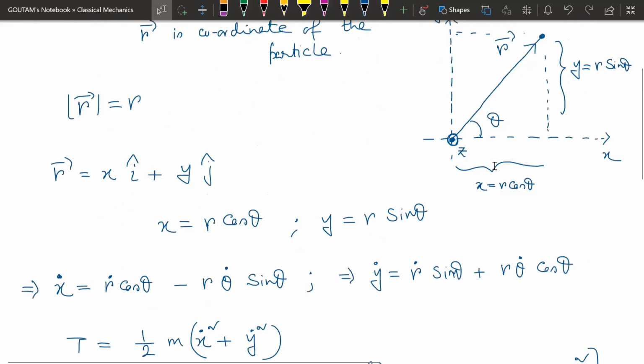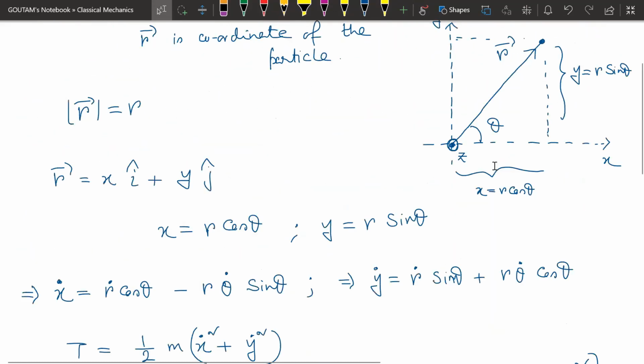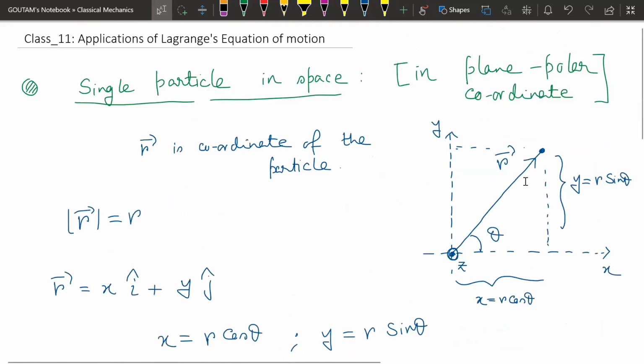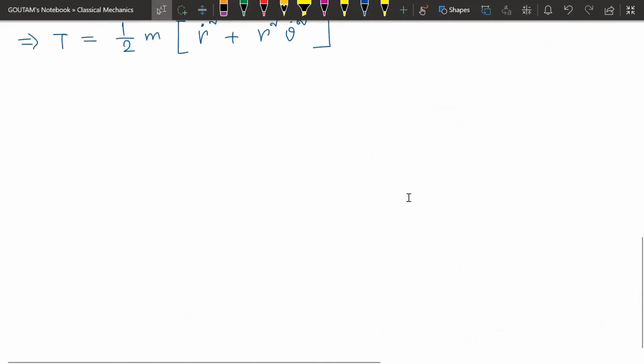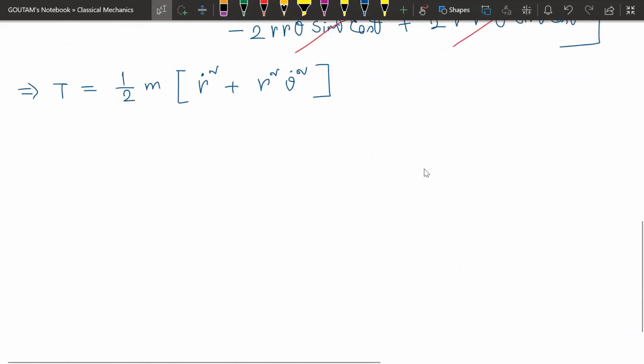This is the kinetic energy in plane polar coordinates. What we are trying to do is write the Lagrangian in this coordinate system. So that's why we first got the kinetic energy, and then let's see what we can do. While deriving the Lagrange equation, we use an intermediate step.